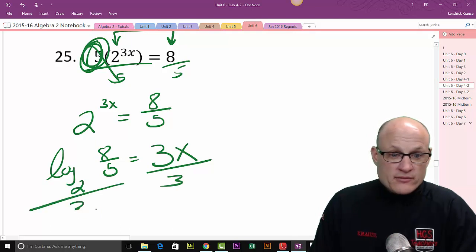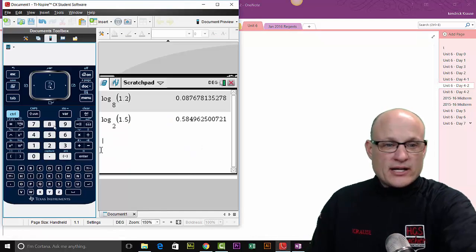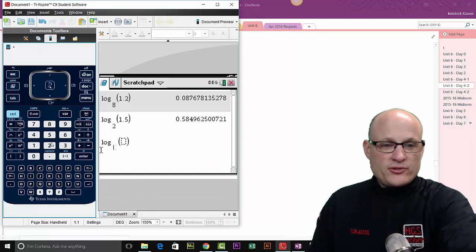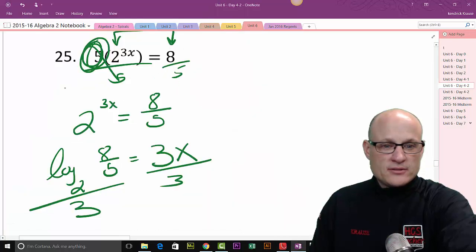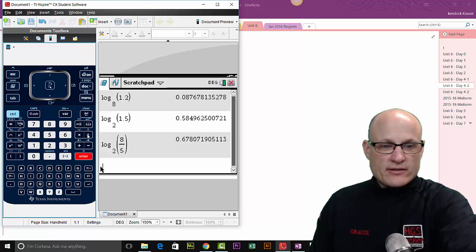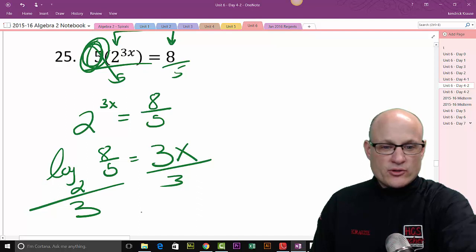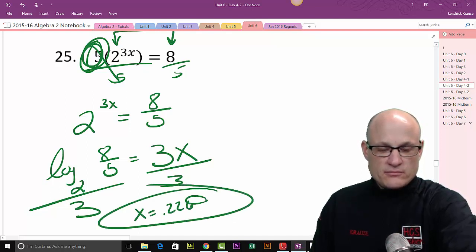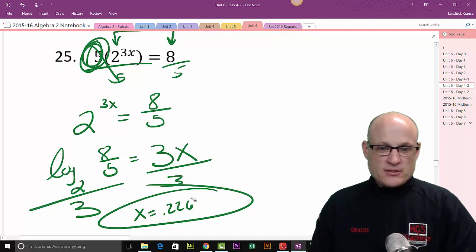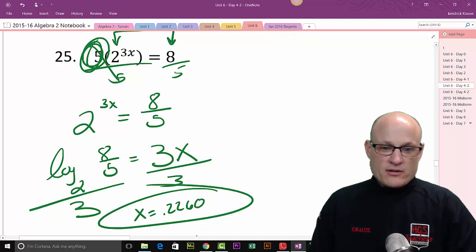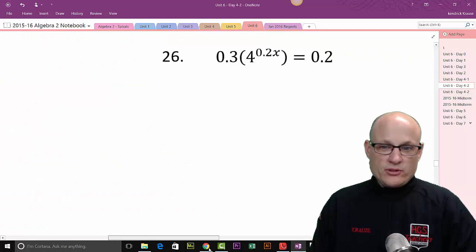Divide by 3, divide by 3. So now I go back to my calculator, control log base 2 of 8 divided by 5, enter, and then I divide by 3. And I get 0.2260, so x equals 0.2260.